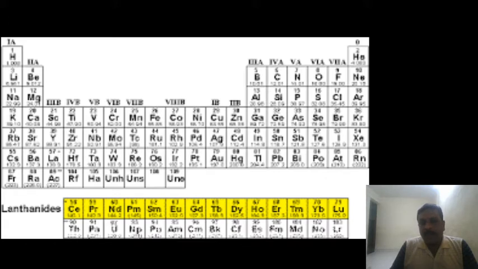The element lanthanum has atomic number 57, then cerium, praseodymium, neodymium, promethium, samarium, europium, gadolinium, terbium, dysprosium, holmium, erbium, thulium, ytterbium, and lutetium. Actually, lanthanum is not a lanthanide element, but it is also included in this series because it shows similar properties to the rest of the elements.